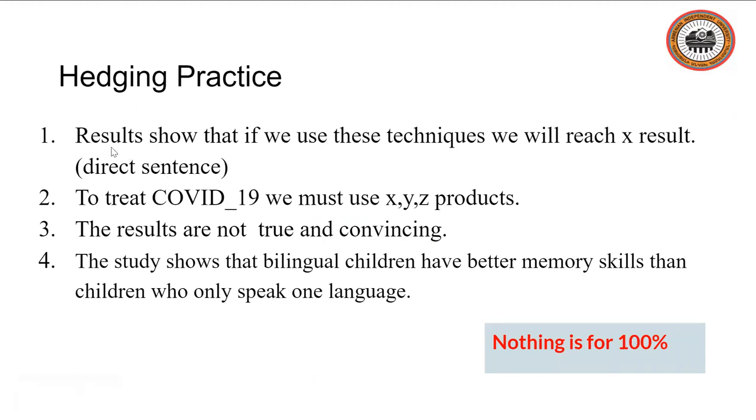I would like to do one and two here because you know that in the end you're going to have the quiz. And in your quiz, obviously, you need to fulfill such kinds of assignments. The first one I'm going to explain. Results show that if we use these techniques, we will reach X results. It seems that the sentence is actually too direct.